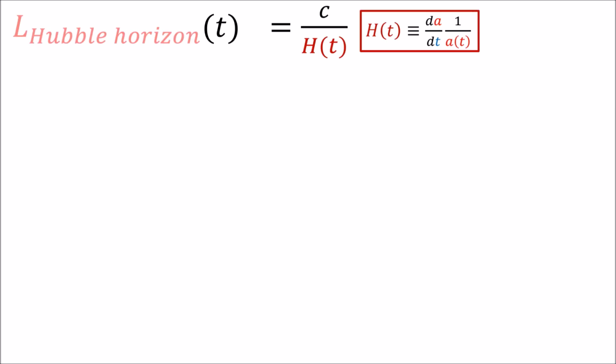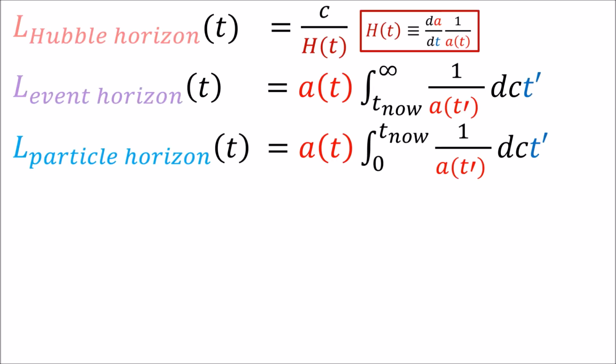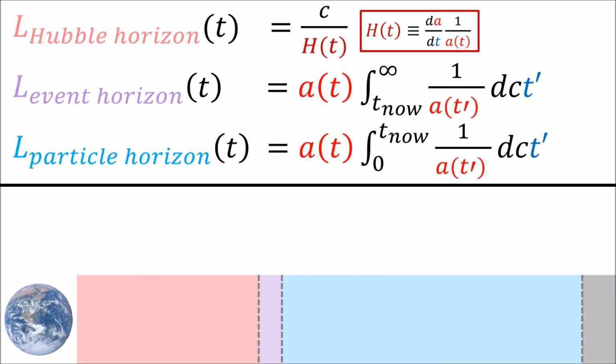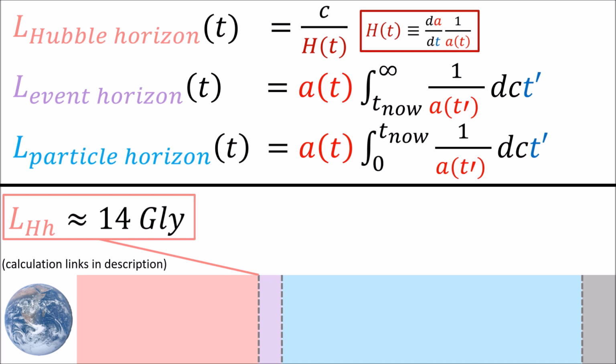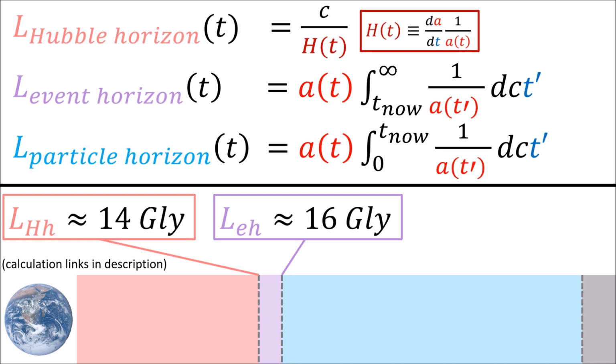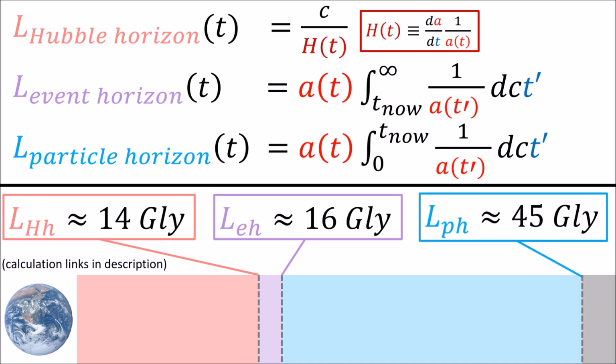So we have formulas for the 3 different cosmological horizons. I've left some links in the description for computing these, but we get that the Hubble horizon is about 14 gigalight years, the event horizon is about 16 gigalight years, and the particle horizon is about 45 gigalight years.